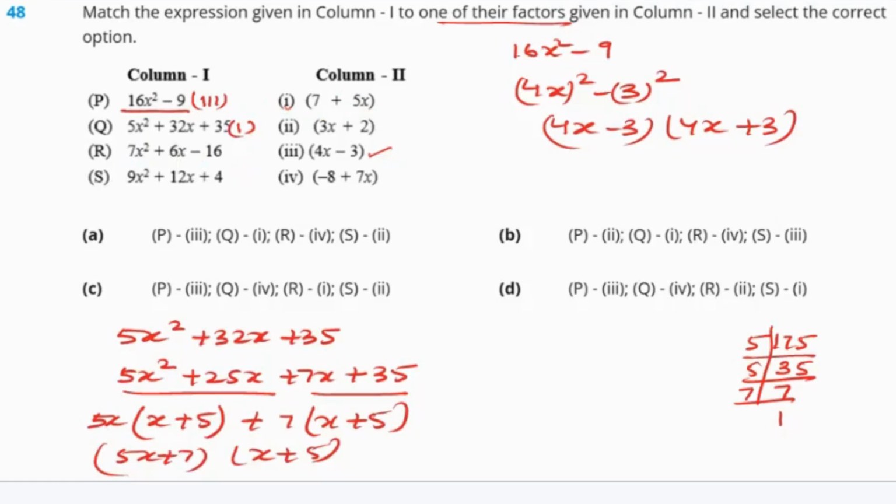Now the next one. Okay, so I'm erasing this one. This one is saying 7x square plus 6x minus 16. Again we need to multiply 7x square and 16 together. When we multiply them, we get 112. Now we need to make a pair of 112 so that we can get 6 over there.